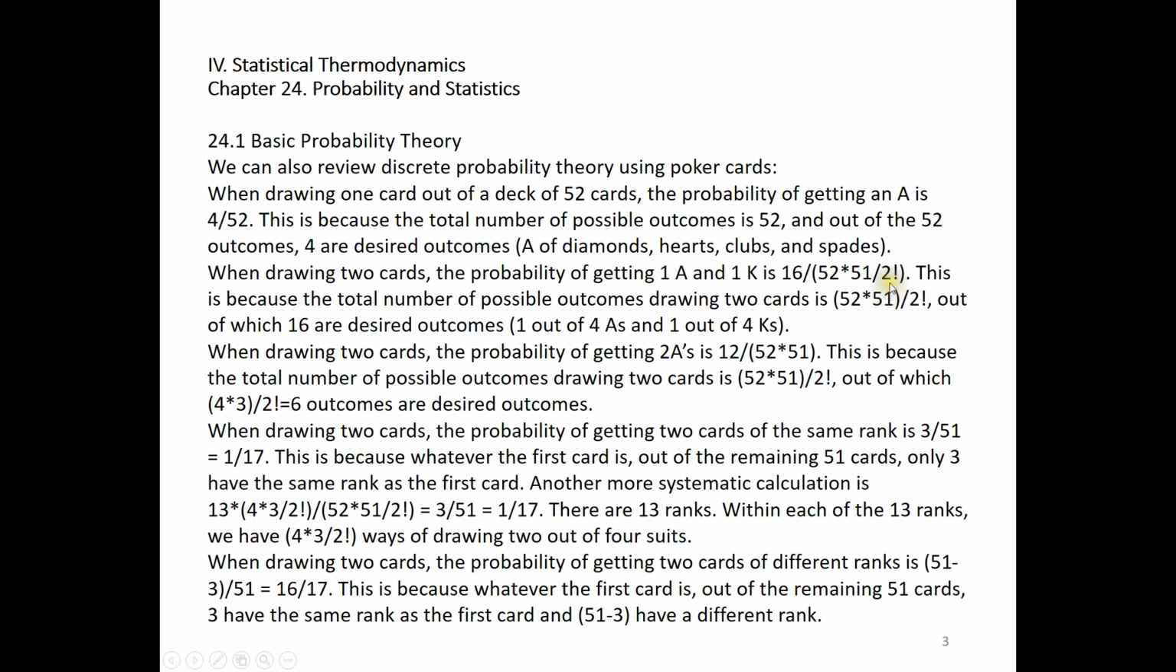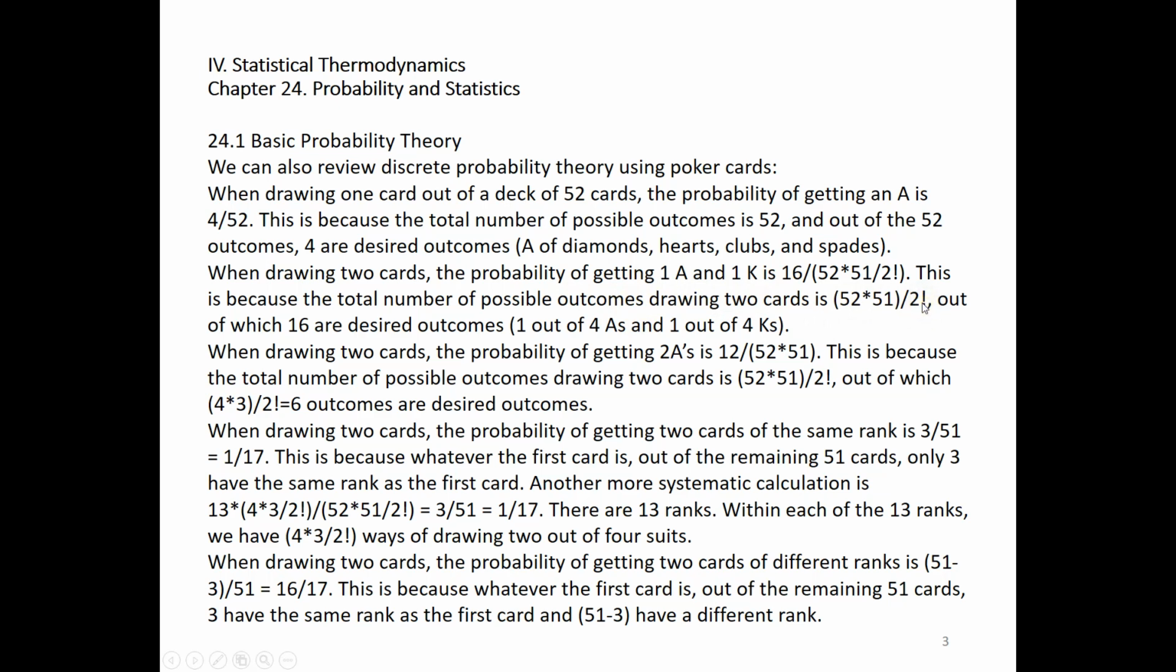But then you need to divide that by 2 factorial, because if you get 2 cards, if you get A and then B versus B and then A, we consider these the same outcome. We count A and B or B and A as one single outcome. So we need to divide that by 2.